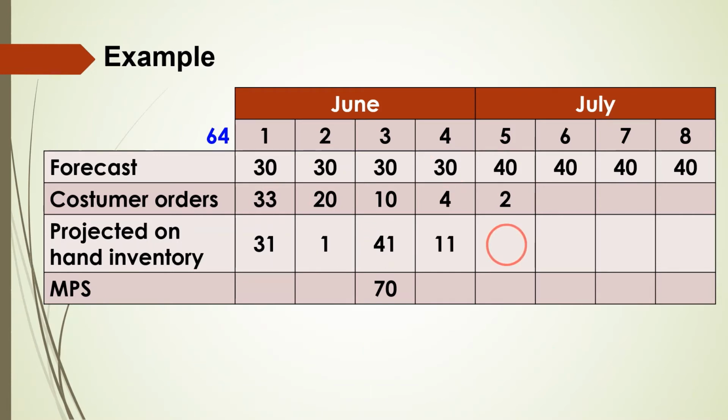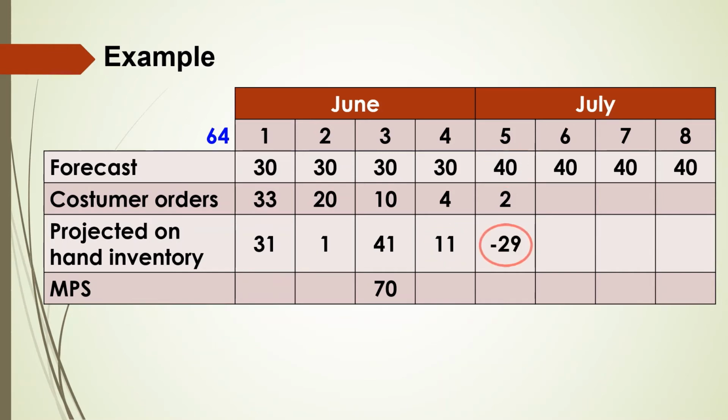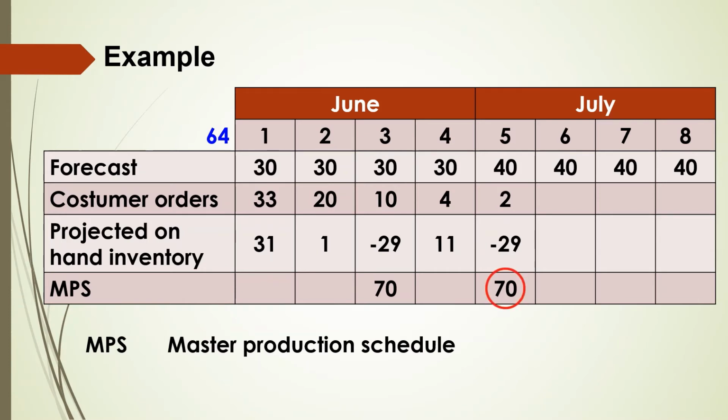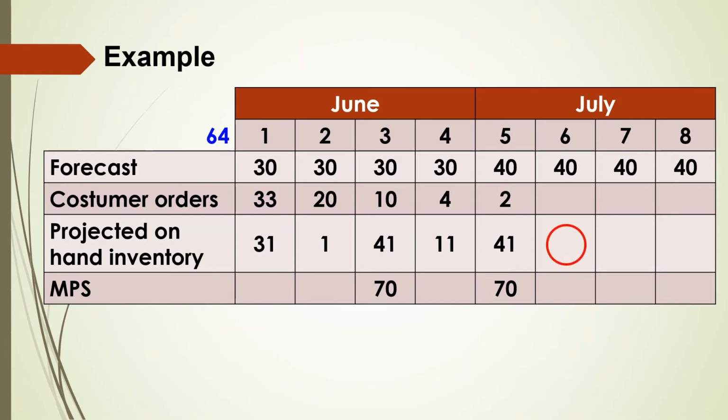For the fifth week, projected on-hand inventory equals projected on-hand inventory of week 4 minus the larger of forecast and customer orders. Because forecast is larger than the customer orders, the forecast amount is used. Thus, for week 5, we obtain projected on-hand inventory equals 11 minus 40 equals negative 29. Again, the negative projected on-hand inventory in the fifth week will require production of 70 pumps, which will meet the projected shortfall of 29 pumps and leave 41 pumps for future demand.